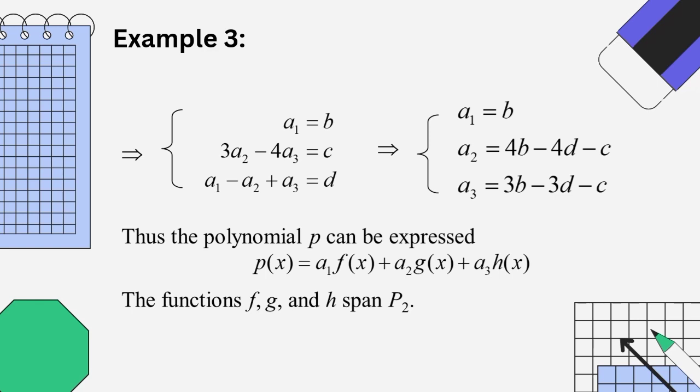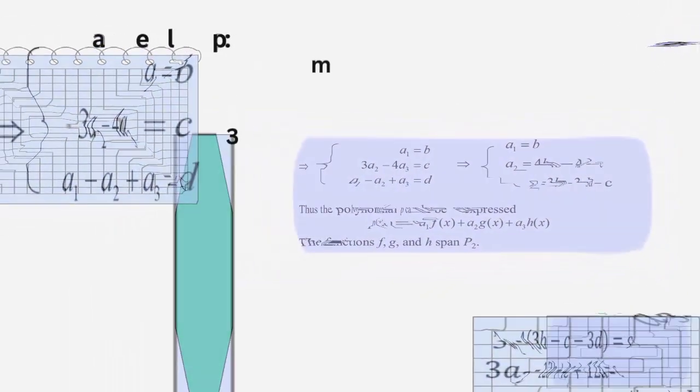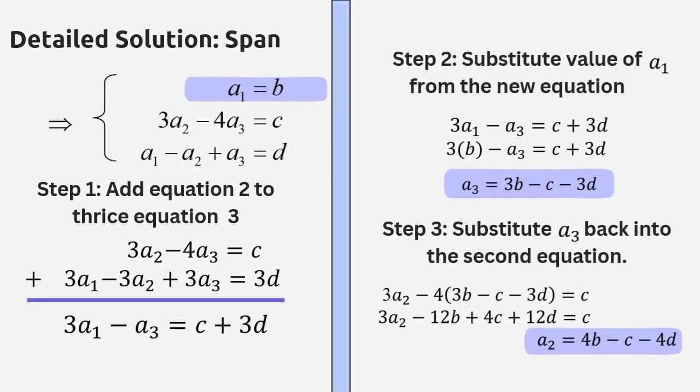We are on the last part of our solution. So this is the detailed solution of our answer on the previous slides. As you can see here, we have already found the value of a sub 1, which is equal to b. This is the three equations we generated from the factored form of our original equation on the previous slide, right? So here, we are left with a sub 2 and a sub 3. So we need to find those two in order for us to evaluate whether our set spans.